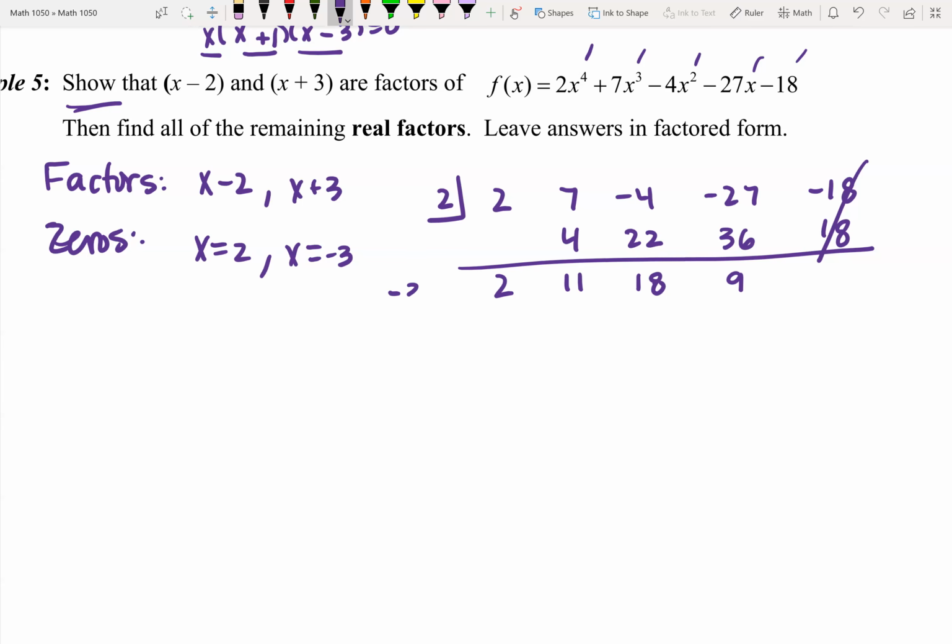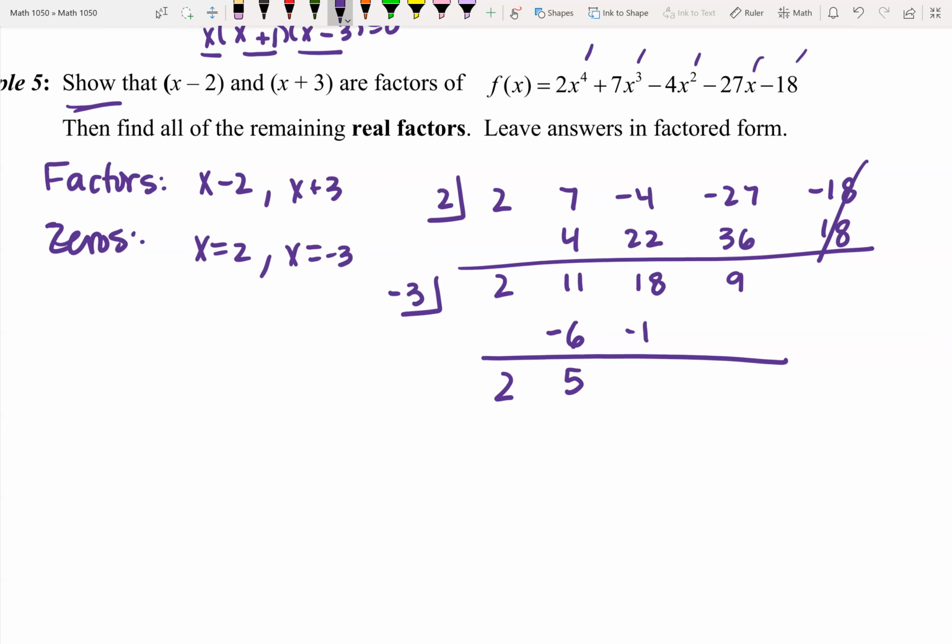So now I'm going to put a -3 right here, and I'm going to do the same thing. And again, I better not get a remainder. So the 2 comes down. 2 times -3 is -6. 11 minus 6 is 5.